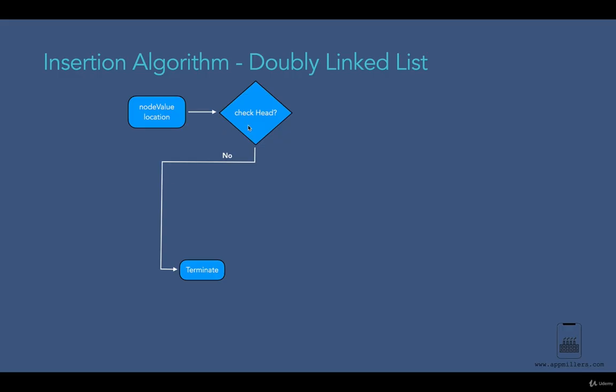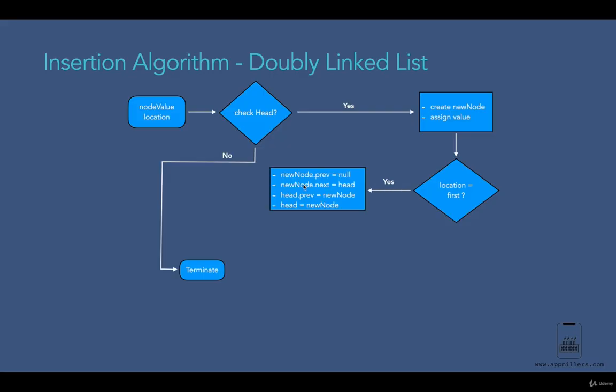Now the next case is if head is not null, we are going to create a new node and assign the value that comes from the parameter to it. Then we are going to check the location parameter. If the location parameter is equal to first, then it means that we want to insert a new node at the beginning of this double linked list. So we know that when we are inserting a new node at the beginning, the first step is to set the previous reference of this node to null, because in a double linked list, the previous reference of the first node is always null. So that's why first we are setting it to null.